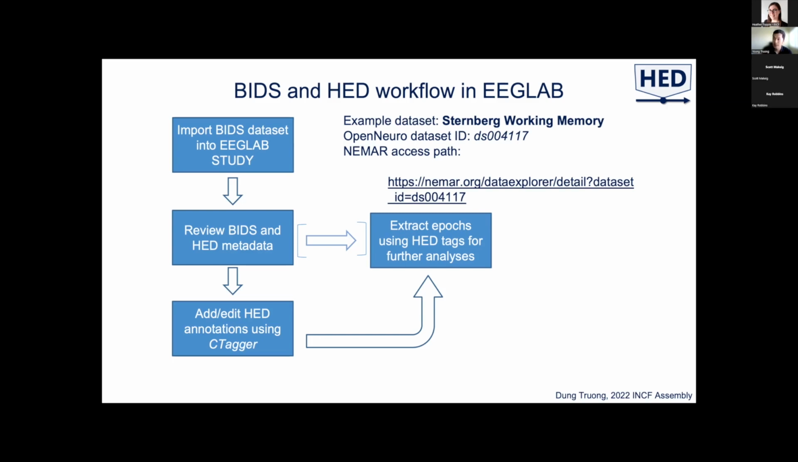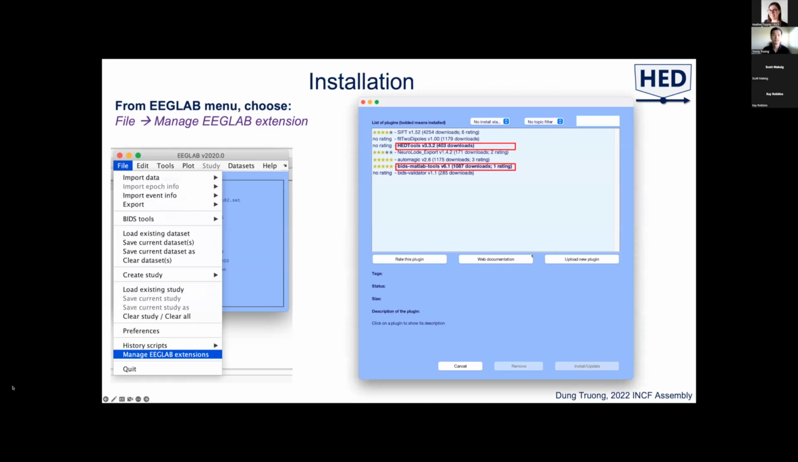So in the next several slides, I will go through step by step how these look in EEGLAB menus. Throughout our tutorial, we'll be using the Sternberg working memory dataset that Kay had talked about in her part. This dataset has been published on OpenNeuro, and you can access the dataset and download it directly from NEMAR. So to start with, you need to install EEGLAB, and then once you have EEGLAB installed, you can install the BIDS MATLAB tools plugin and the HED tools plugin. These are the two plugins that you will need to work with BIDS and HED in EEGLAB.